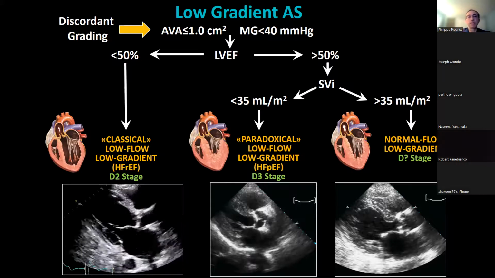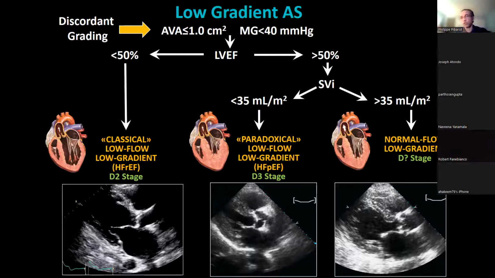This is defined as a valve area that is less than 1 centimeter squared, consistent with severe AS, but with a low peak velocity and low gradient, so a mean gradient less than 40, consistent with non-severe. So we have what we call a discordant gradient at resting echo. And this is always difficult, and this is a frequent situation. I'm sure you're seeing that often in your practice, unfortunately.